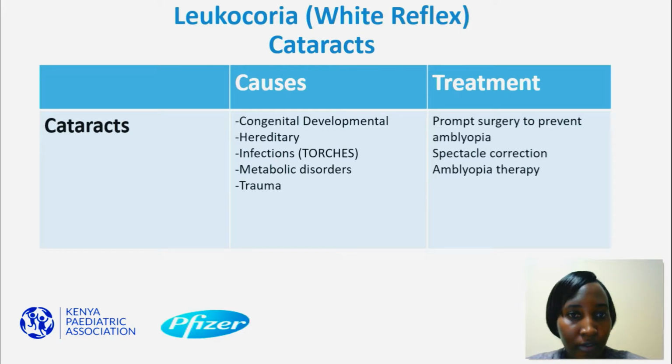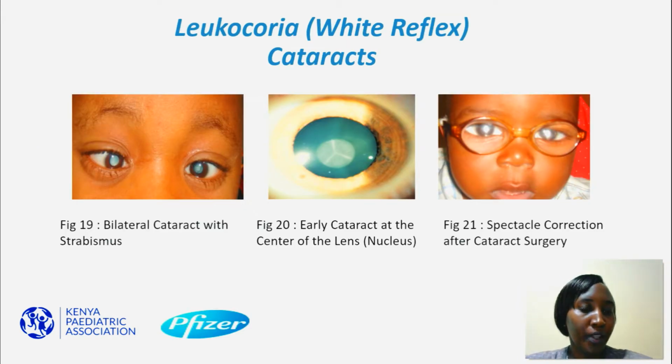Spectacle correction after cataract surgery is a must for all the children, and if there is any amblyopia, which is almost always present, it needs to be addressed through the methods we had highlighted before. So figure 19 shows a child with bilateral cataract, and this child also has strabismus. There is inward deviation of the right eye as a result of cataract staying for very long before intervention.